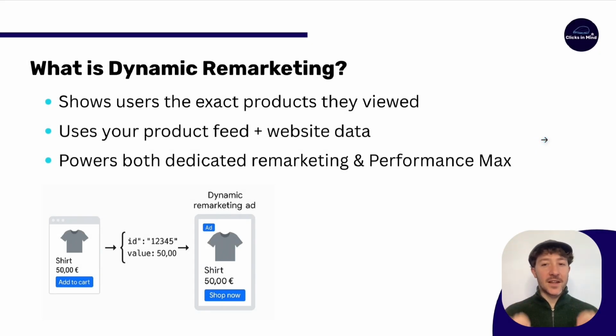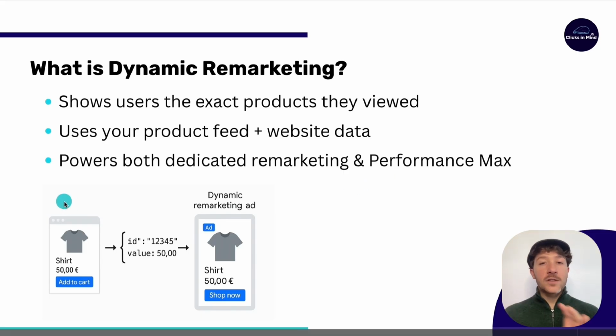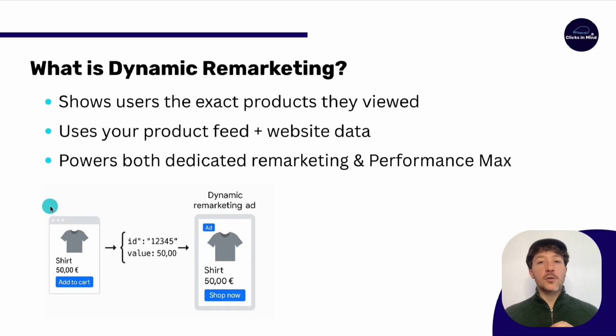So just to set the stage, with dynamic remarketing, people don't just see a generic ad, but it shows the user the exact products they viewed on your online shop. And to function properly, it uses your product feed and your website data. Also, as I said, the dynamic remarketing setup is good for dedicated remarketing campaigns as well as your performance max campaigns. And how this might look in the end is, we probably all know that you look at a product in an online shop, you end up not buying it, and later on you get shown exactly this product in an ad. For that to work, the technical setup needs to be clean.